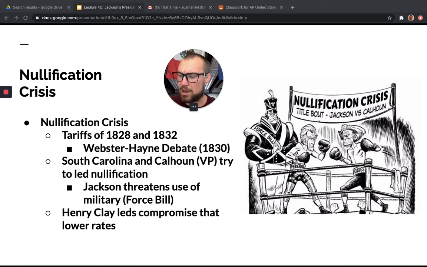And they basically are going to have a special convention in South Carolina after the tariff of 1832, saying that it was unconstitutional and that the state of South Carolina would not pay the tariff or collect dues or the money for it. And so Jackson threatens use of military. He gets Congress to pass the Force Bill, which would allow him to. But then we see the great compromiser, Henry Clay, lead a lower rate in the tariff for 1833. It's backed by both sides. Both sides really didn't want to fight.